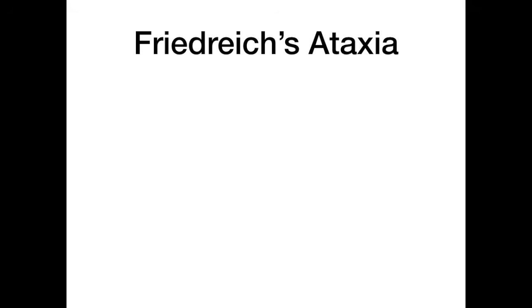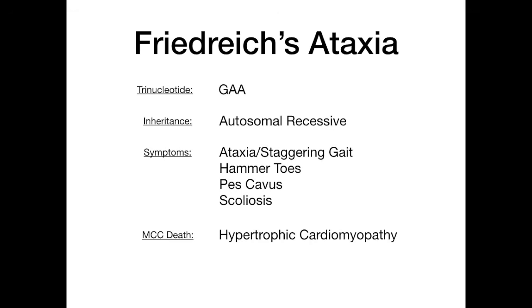So Friedreich's ataxia is probably the most complex and difficult to understand, but I'm going to simplify this for you. The trinucleotide repeat in Friedreich's ataxia is GAA, GA. And the inheritance pattern is autosomal recessive. So this is the only one of these 4 diseases that is autosomal recessive. So for that reason, it should stick out a little bit in your brain.